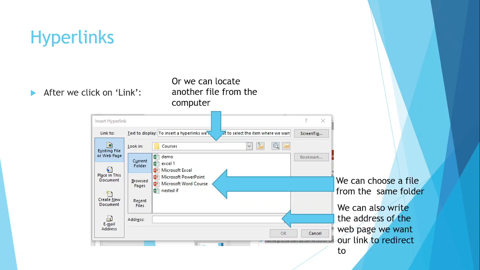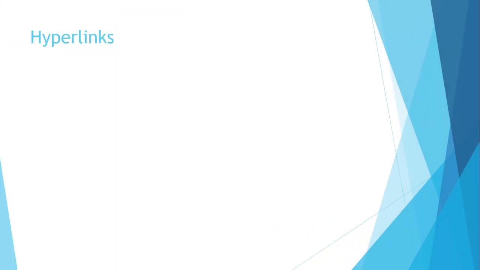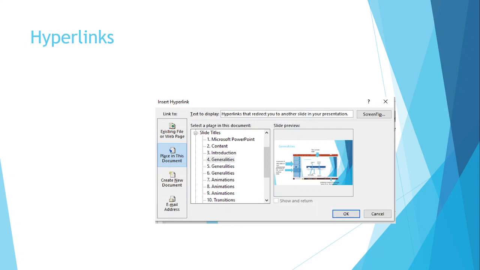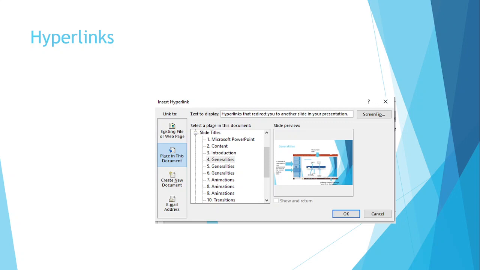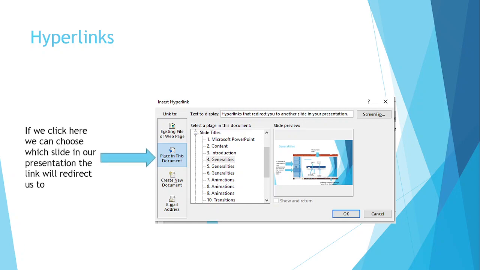we're gonna take a look at that very shortly. We can also write the address of the web page we want our link to redirect to. Okay, we write the address of the web page here. Okay. So the second option is when we click on a place in this document. Using this, the link will redirect to another slide in the same presentation. Okay?